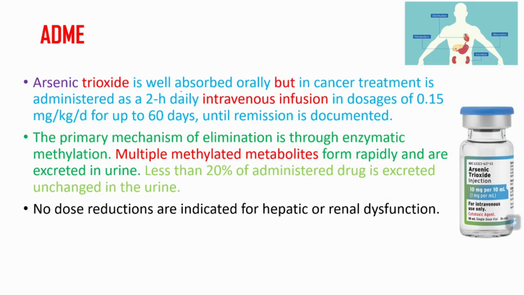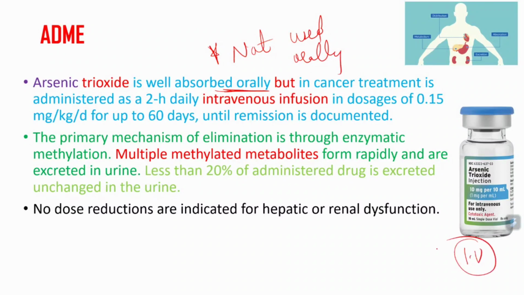Always remember, arsenic trioxide has good oral bioavailability, but it is not used orally. Okay, one point you have to remember. It is used only through IV administration. The IV administration is given for 2 hours daily. It is infused for 2 hours daily, and the dose is 0.15 mg per kg per day, and it is given up to 60 days, until total remission is seen.